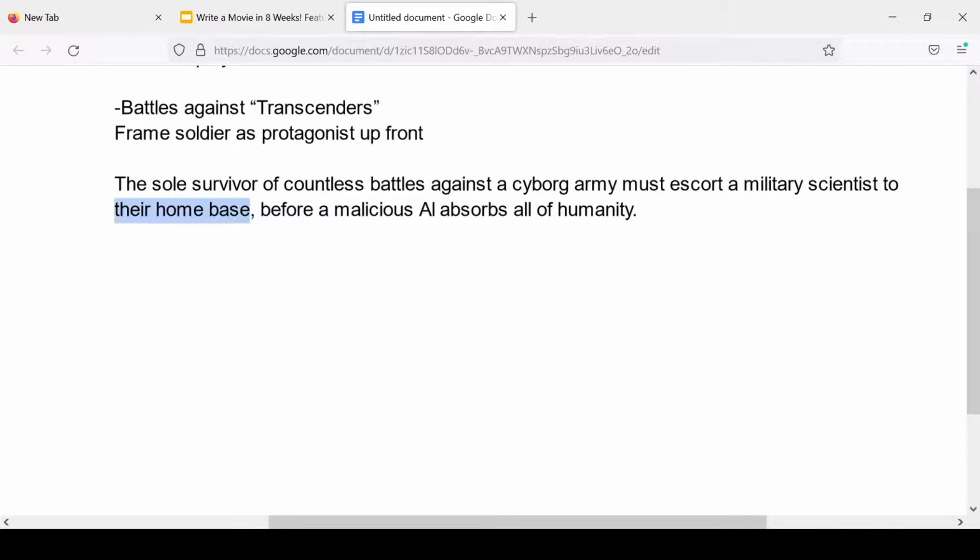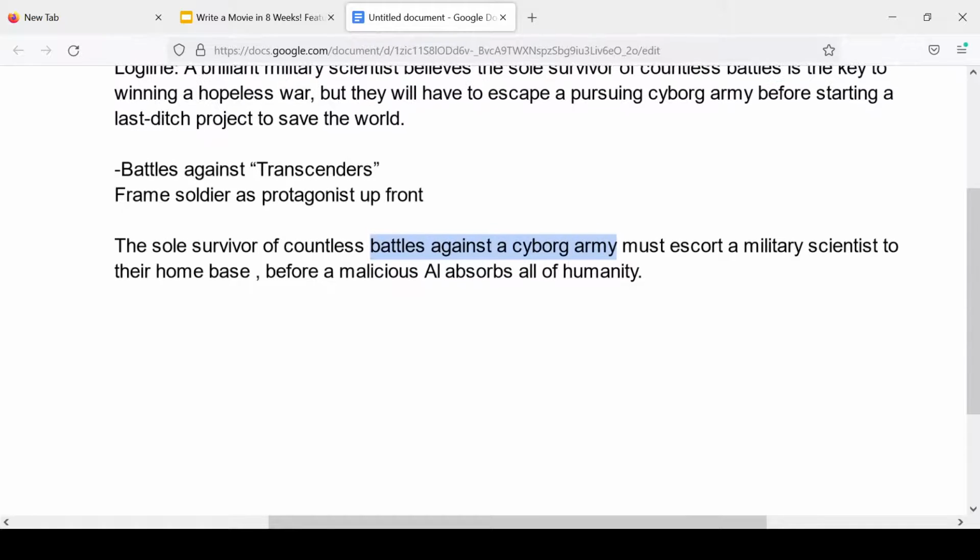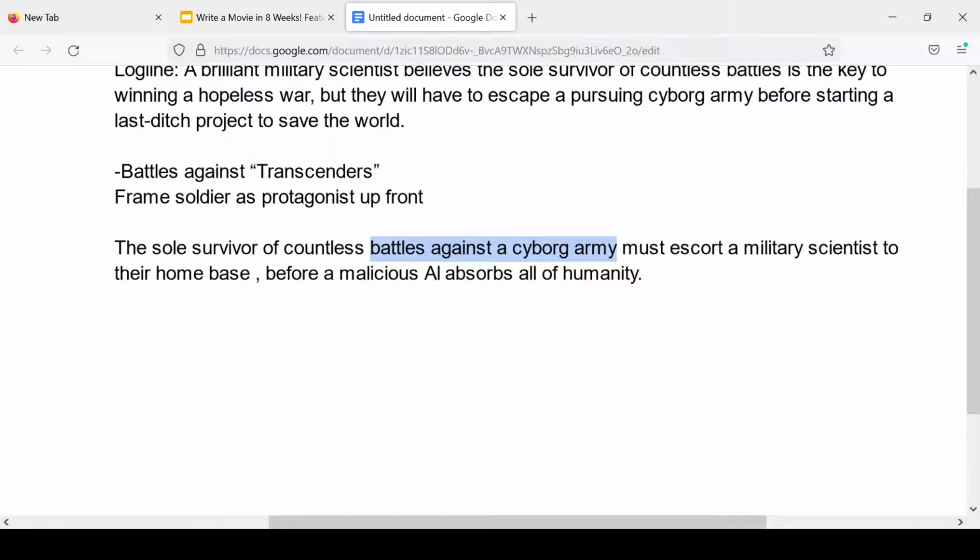And escort the scientist to the home base. Don't use this exact thing. You might want to just clarify why we're doing that. But try to lay it out in one sentence, framing it a little more around the main character, and make sure we know what we're up against before we start adding in elements. If you're going to mention a cyborg army, we have to understand he was the survivor of battles against that army before we'll know what's going on. So something a little more like this. This is not perfect, but I'll paste this into the chat for you, and maybe just go from here.